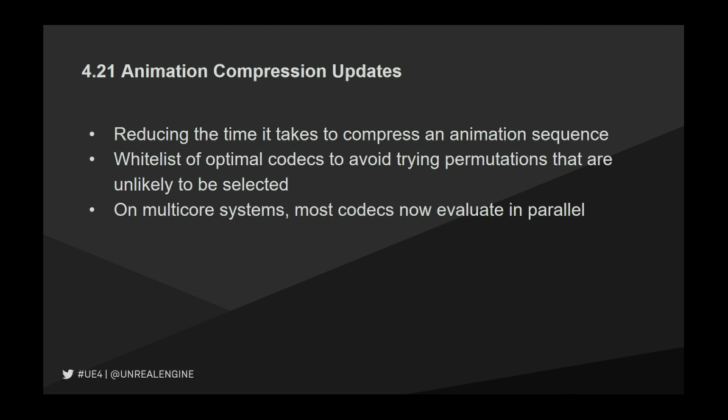Also new in 4.21, animation compression now uses a whitelist of optimal codecs to try avoiding permutations that aren't likely to be chosen. This significantly reduces the number of codecs that we have to evaluate when doing automatic compression, so it's much faster. And on multi-core systems, we also evaluate the different codecs in parallel, and that further reduces the time it takes to run automatic animation compression.